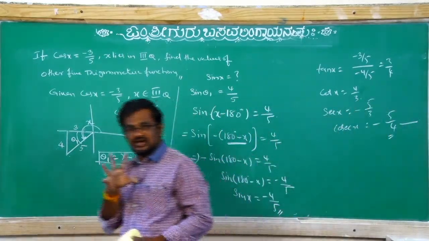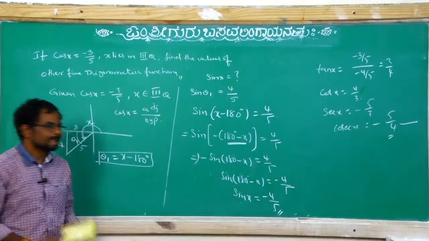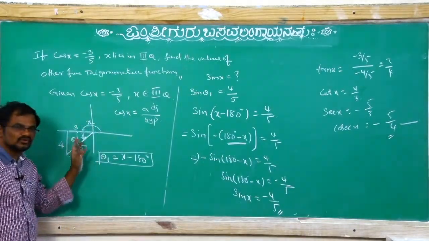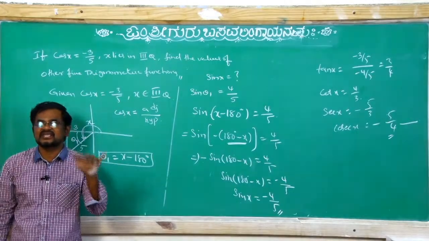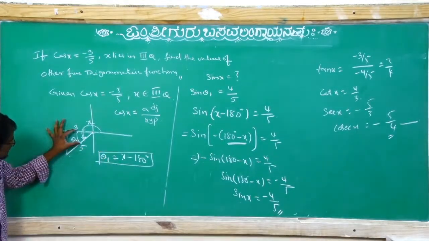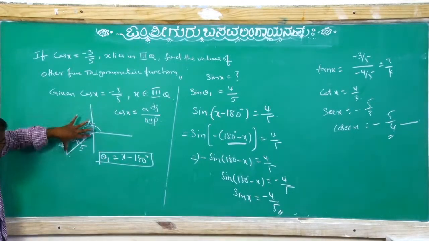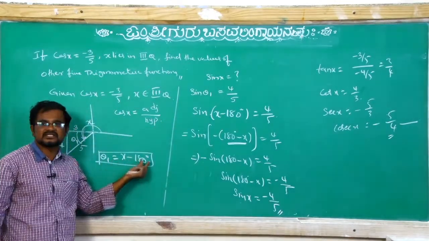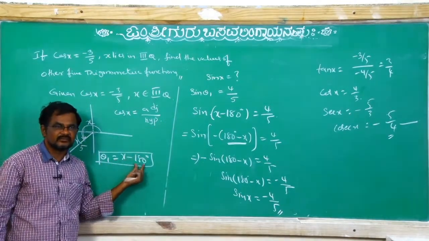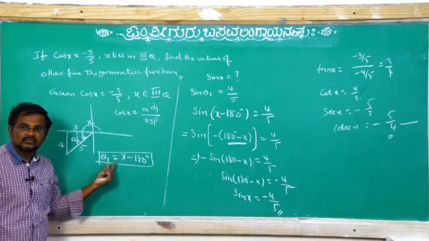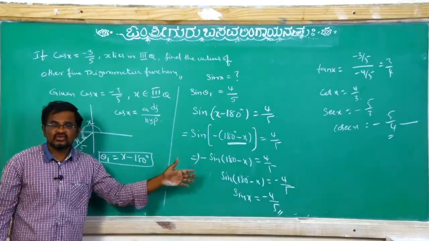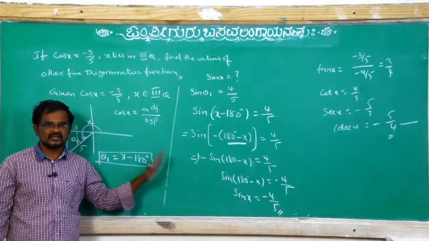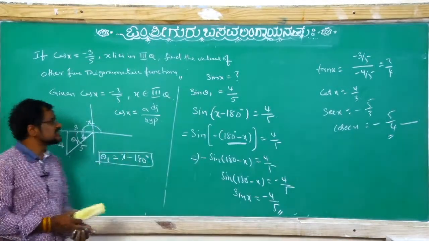Means what we have to do, original concept is what? If x lies in second quadrant or third quadrant or fourth quadrant, for that what we have to take? Reference angle. For this reference angle, this is the opposite side, this is the adjacent side, this is the hypotenuse. Now reference angle in third quadrant means x minus 180. Second quadrant, 180 minus x. Fourth quadrant, 360 minus x. Like that you take. This is the procedure. Understood or not?